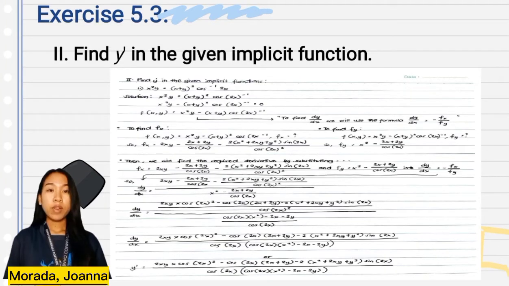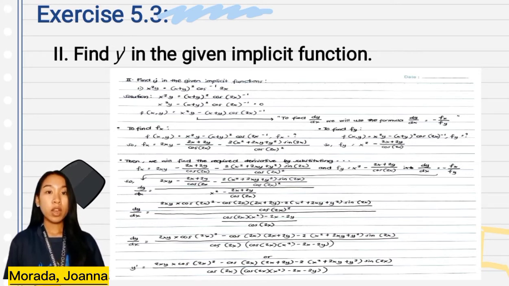Part 2. Find the first derivative in the given implicit function. Number 1. X squared times y is equals to open parenthesis x plus y close parenthesis squared cos raised to negative 1 times 2x. So, here's the solution. In order to solve this problem, we will move the expression of x squared times y equals to open parenthesis x plus y close parenthesis squared cos raised to negative 1 times 2x to the left side in order to change its sign.